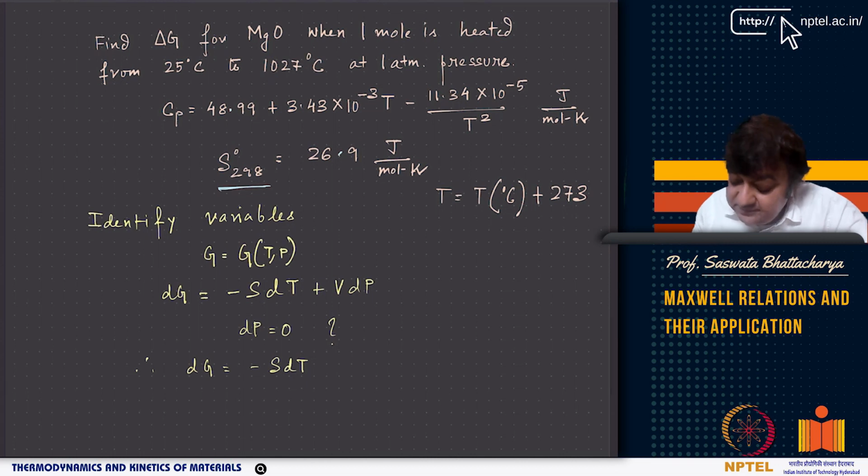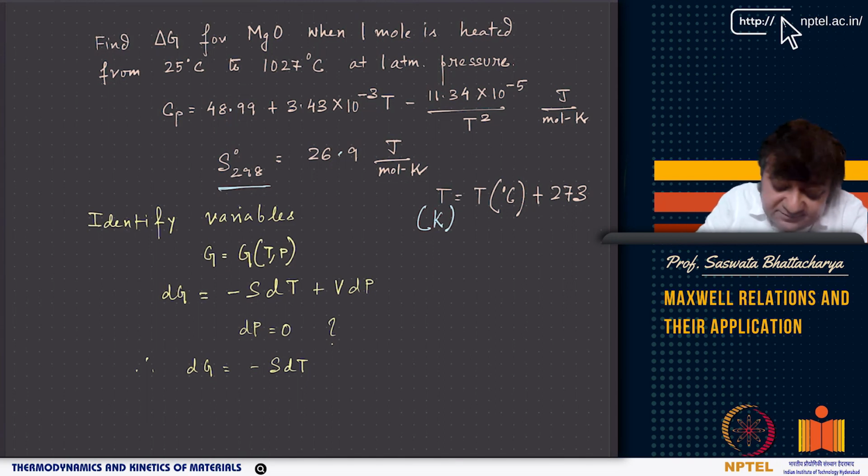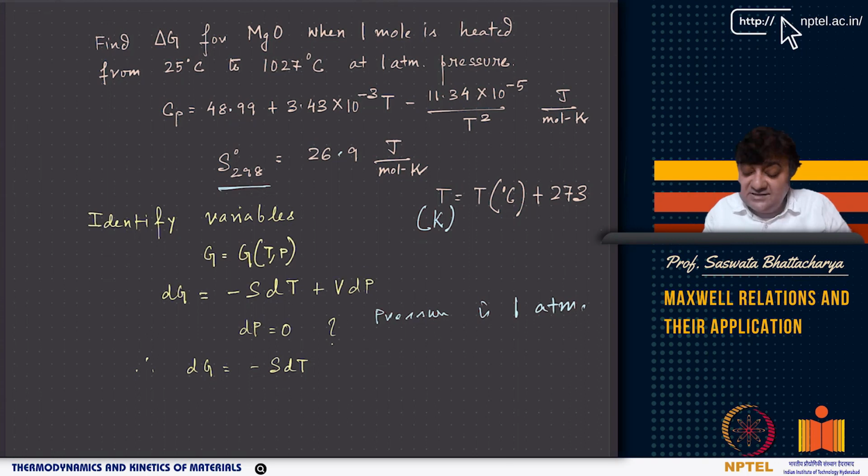And T is equal to T degree Celsius plus 273. So T, this is absolute scale, is equal to T degree Celsius plus 273. That we know. Now identify the variables. What are the variables? We want to find G, and we have pressure, we have temperature. So G as a function of T, P. We already know dG equals minus SdT plus VdP. dP equal to 0. Why? Because we are told 1 atmosphere pressure. We are not changing the pressure. So basically the pressure is fixed at 1 atmosphere. So dG becomes equal to minus SdT.